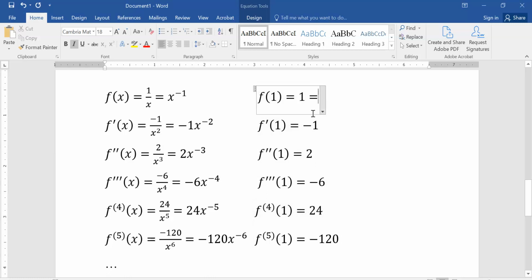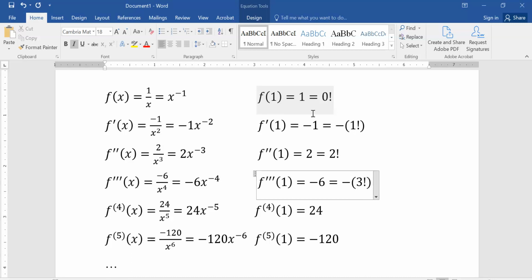What you should think here is that this is actually 0 factorial. This is negative 1 factorial. And by the way, the negative, bring that out front. This is 2 factorial. This is negative 3 factorial. Sure enough, 6 is 3 factorial. Sure enough, 24 is 4 factorial. Sure enough, 120 is 5 factorial.